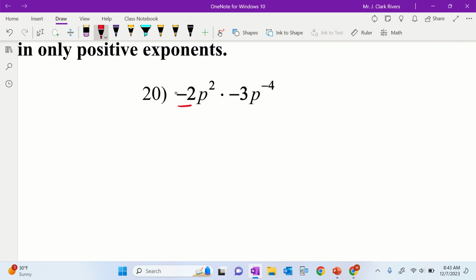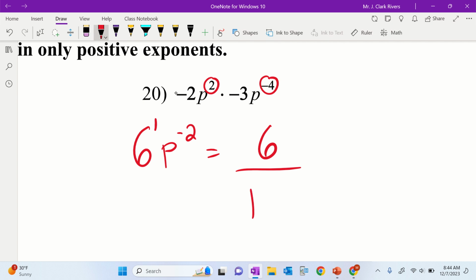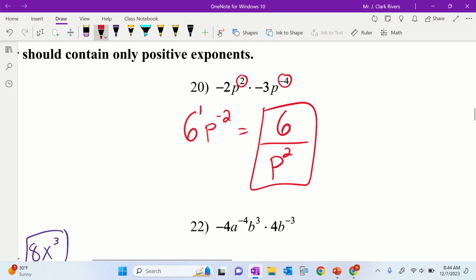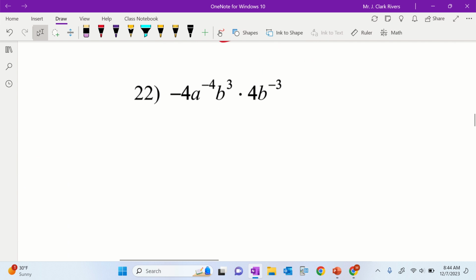Okay, this one. We can multiply the negative 2 and the negative 3. That gives us 6. Let's keep our p. We can add our exponents here of 2 and negative 4. 2 plus negative 4 is negative 2. Remember, this is 6 to the power of 1, so it's not going to go anywhere. It stays in the numerator. P to the power of negative 2, we move that down to the denominator, and the exponent changes signs. 6 over p squared.